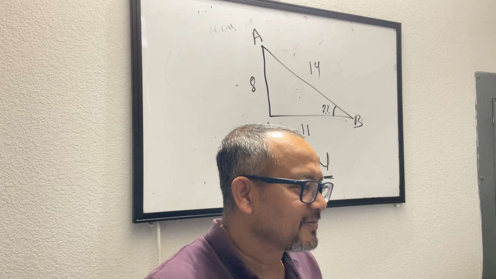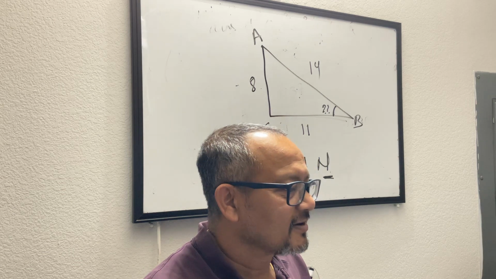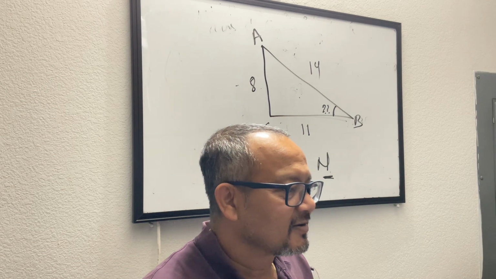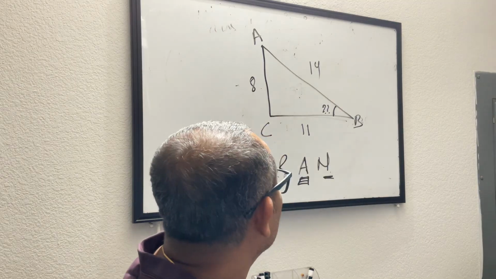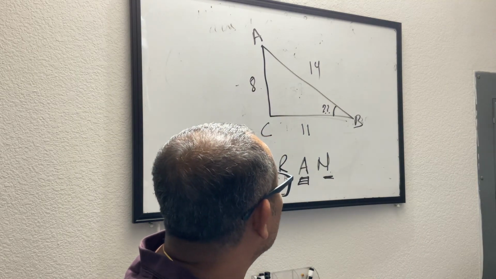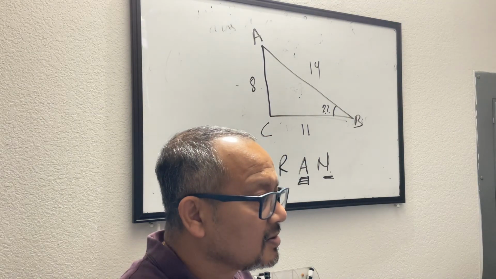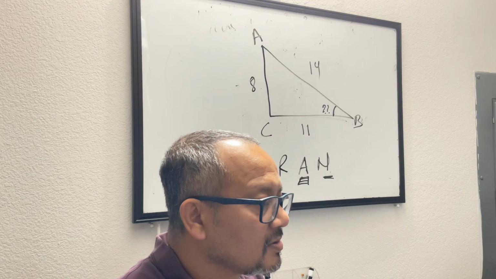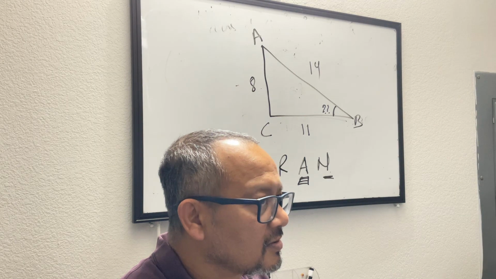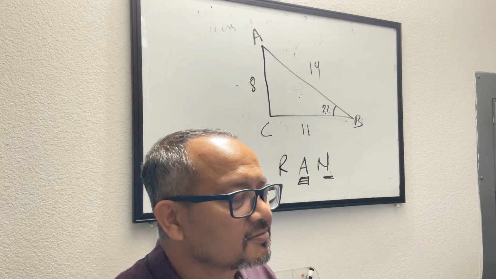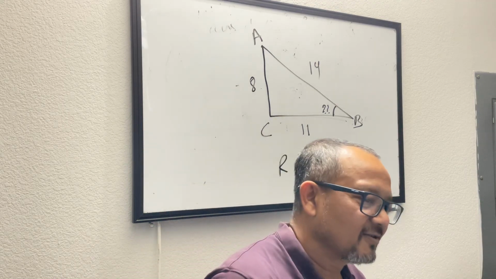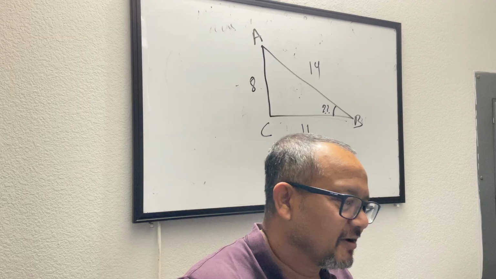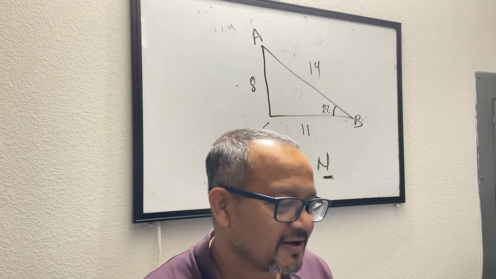Okay, so I did sine inverse of 8 over 14. And then to test that, I did sine of 34, and it gave me a number, and then I did 8 over 14 to test that number, and it was roughly the same, because I rounded it up, so I got it right. Okay. Any other idea?